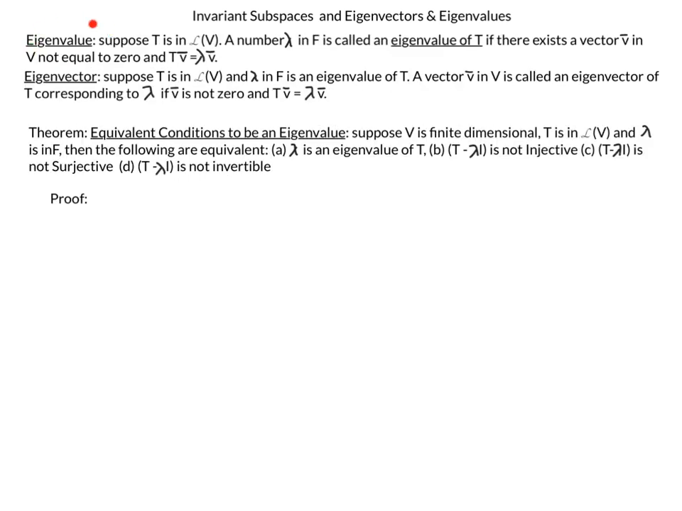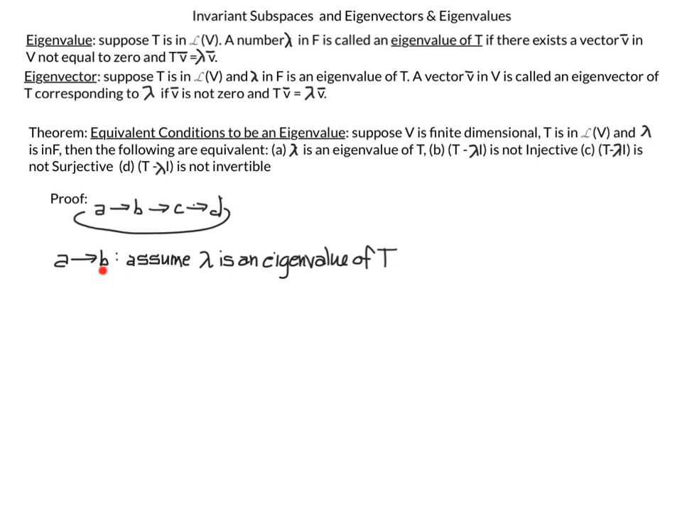I have the definition of the eigenvector and eigenvalue here for your reference, so we can do a proof of this last theorem, the four equivalent conditions of lambda is an eigenvalue of T. To prove these four are equivalent, we're going to prove that A implies B, B implies C, C implies D, and then D implies A. We will start with A implies B.